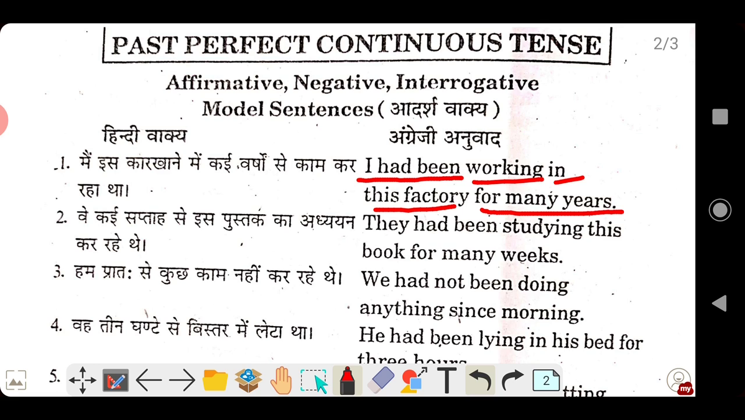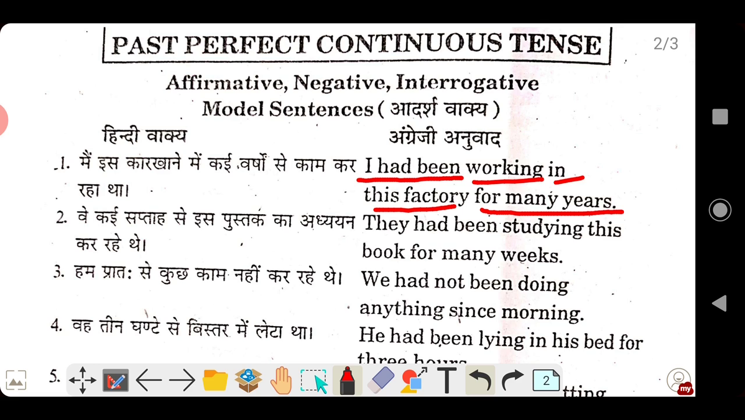But in this sentence, as you can clearly see in Hindi, there is a time duration also. So definitely we had to make this sentence in this way. I had been working in this factory for many years. Okay, so I think you have cleared this sentence and you have got the concept.